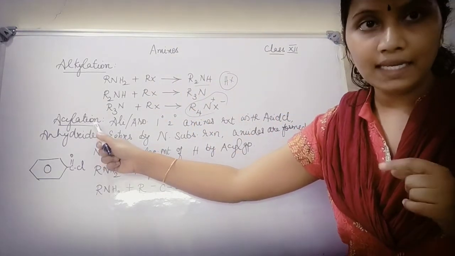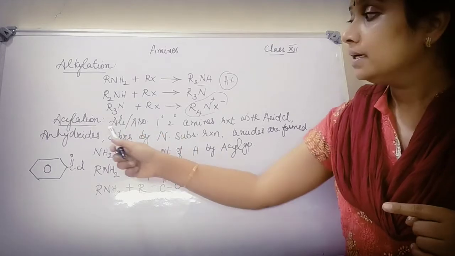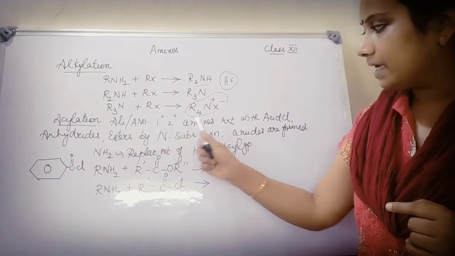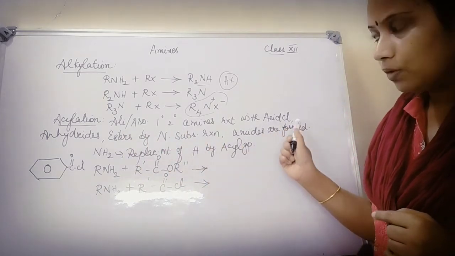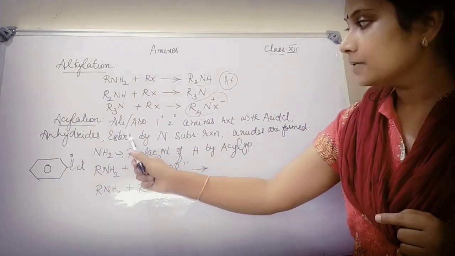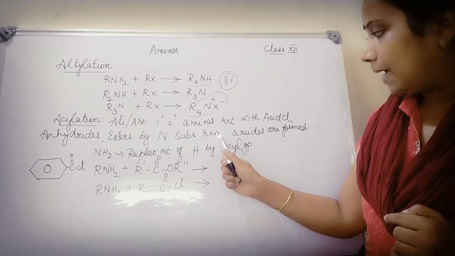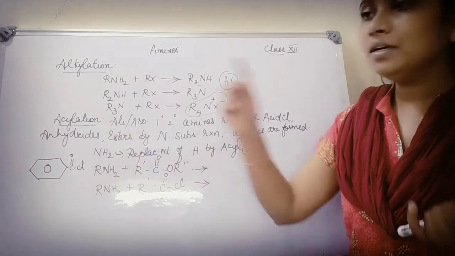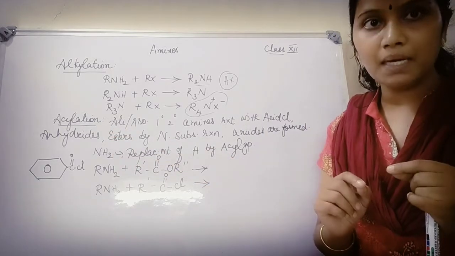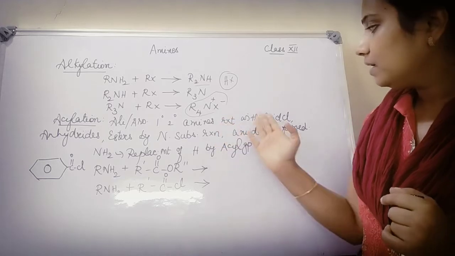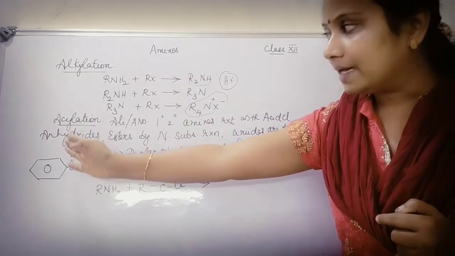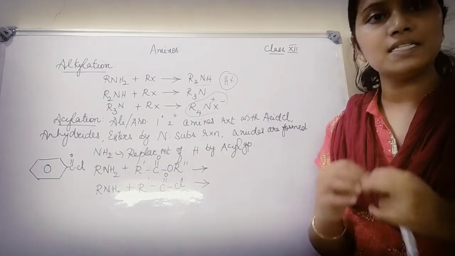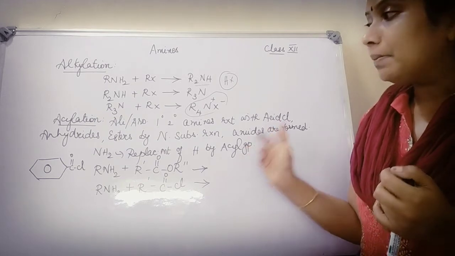Next, moving to acylation. In acylation, what happens? Either aliphatic or aromatic primary and secondary amines react with acid chlorides or anhydrides or esters. Nucleophilic substitution happens and amides will be formed. So in acylation, I have aliphatic or aromatic amines, which can be primary or secondary amines. When they react with these three compounds, nucleophilic substitution happens. As a result, amides will be formed.